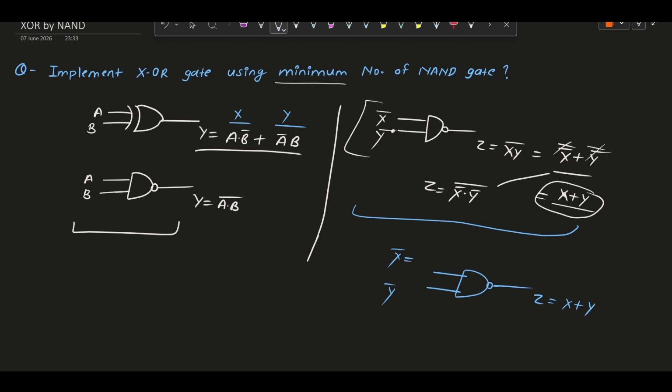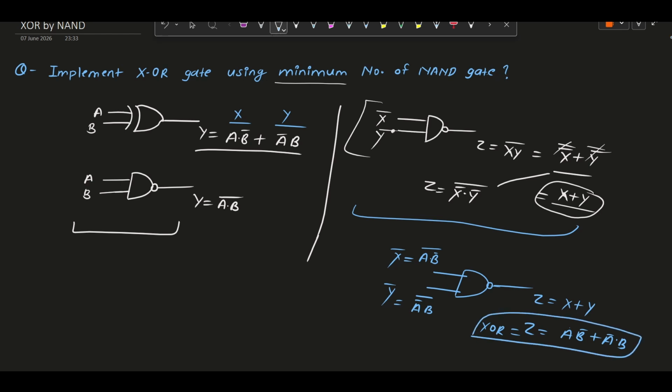We have assumed x as a into b complement, and since x has the complement, this term will have a whole complement. Similarly, we have assumed y as a complement into b, and the whole complement will apply because y has the complement. So we will get the output expression as a into b complement plus a complement into b, which is nothing but the output expression of the XOR gate. That's all we are going to implement here.